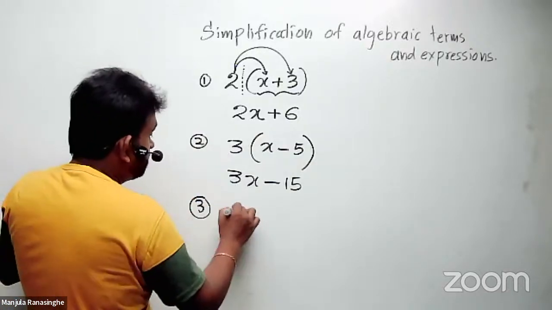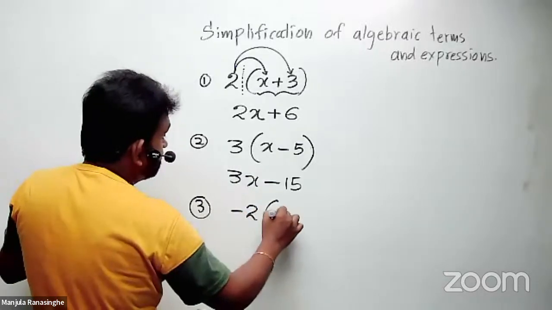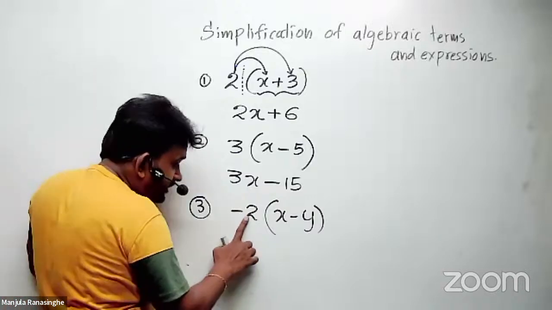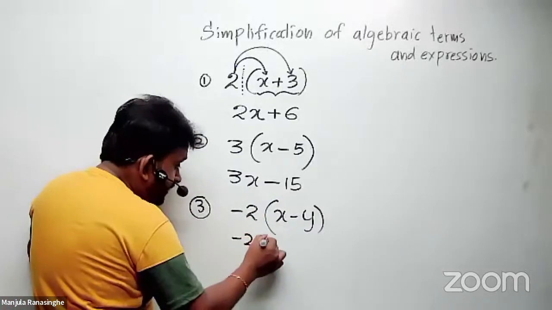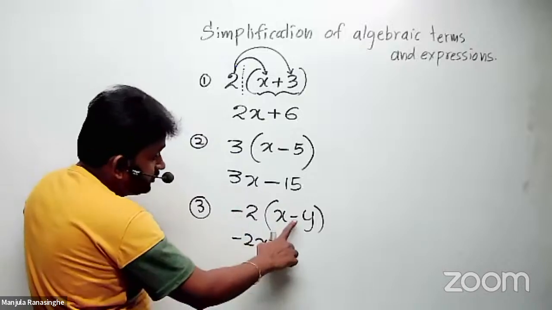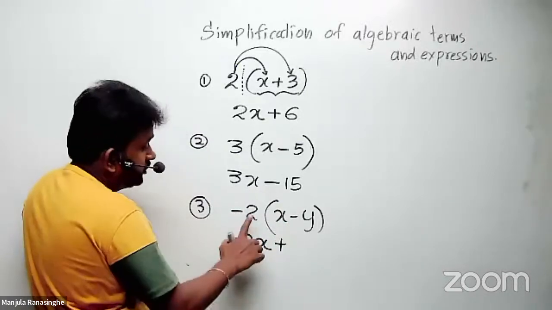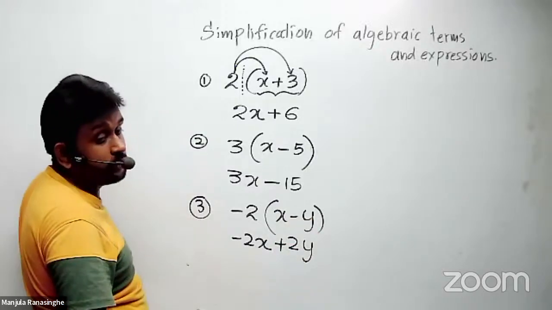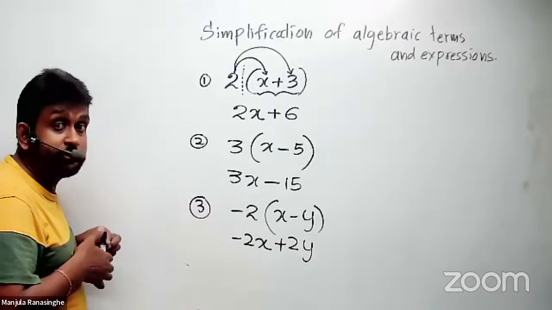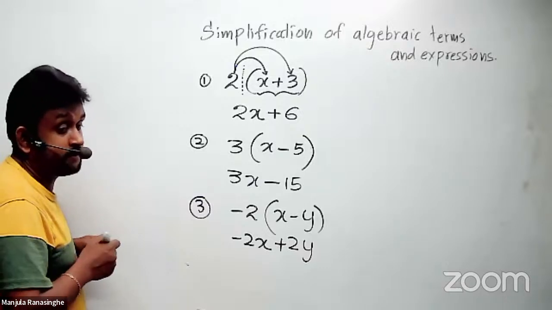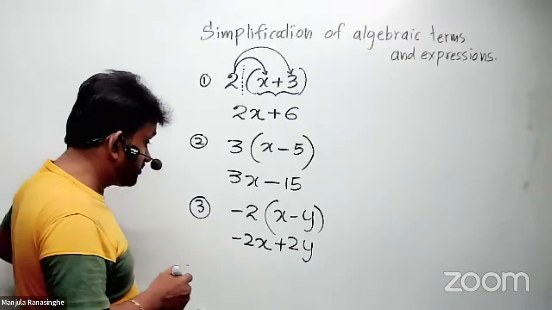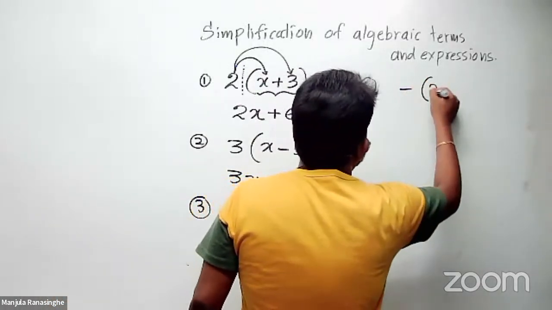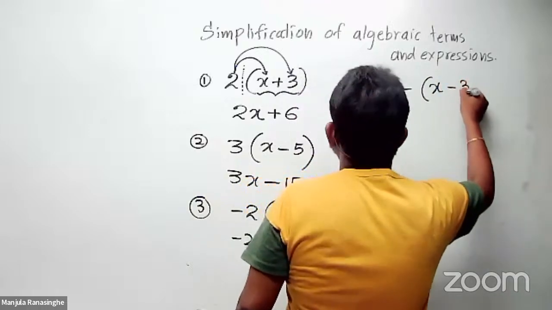So the third one, negative 2 into (x minus y). See there, negative 2 into x becomes negative 2x. Negative, negative becomes positive: 2 into y, 2y. Then it gives you positive 2y. So negative 2x, positive 2y. Understood?